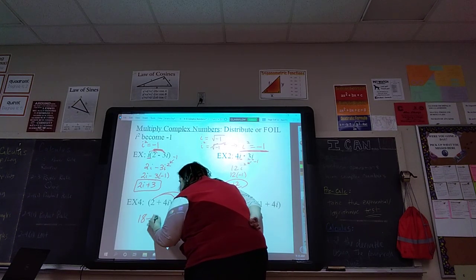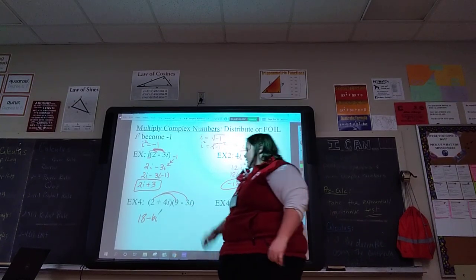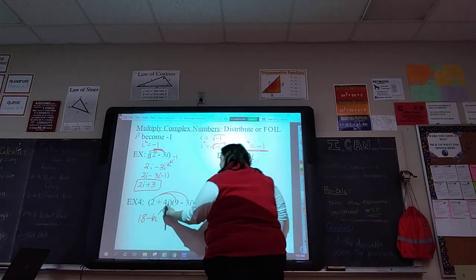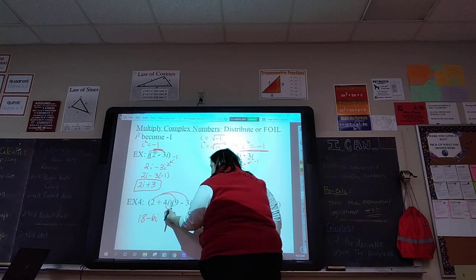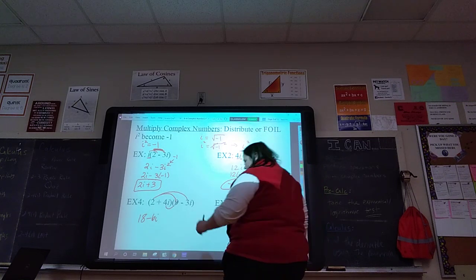-6. And we'll still have the i. It won't be squared because the 2 doesn't have an i, but 3 does. So that was our first and our outside terms. Then we need to take 4i times both of these. So we take the inside two things and multiply together. So that's 4i times 9 would be 36i.